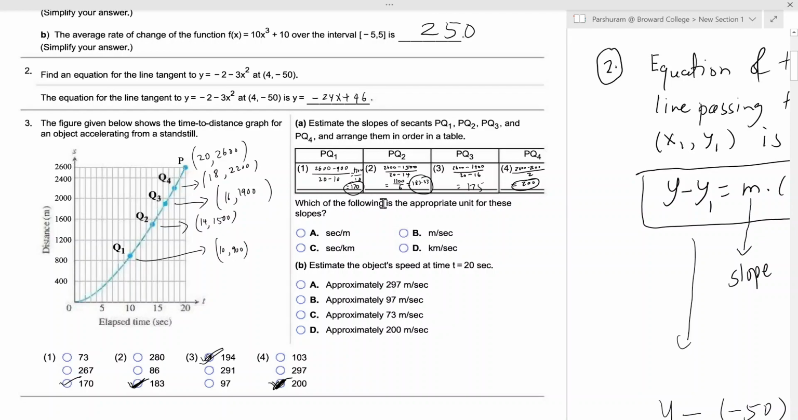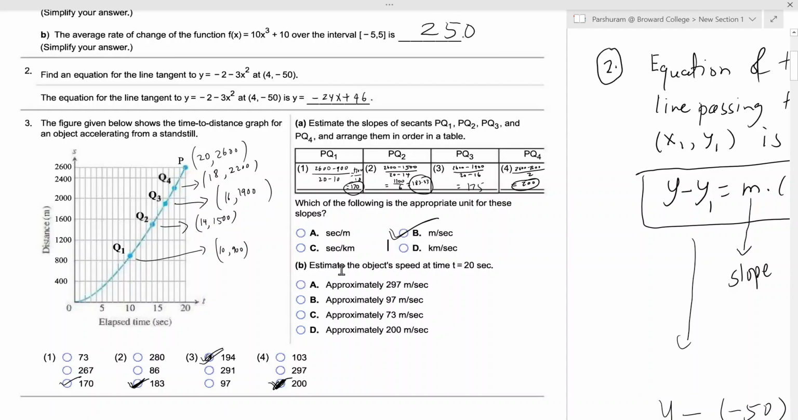It says, which of the following is the appropriate unit for these slopes? As you can see, that slope is distance over time. That means the distance is given in meters and time is given in seconds, so it should be meter per second. So this is the answer for this question.